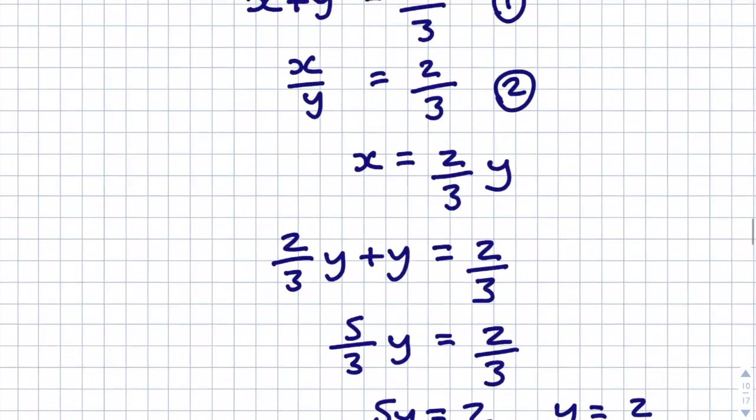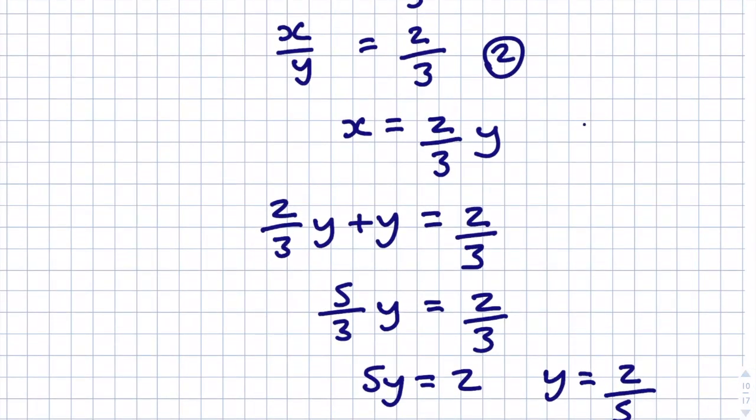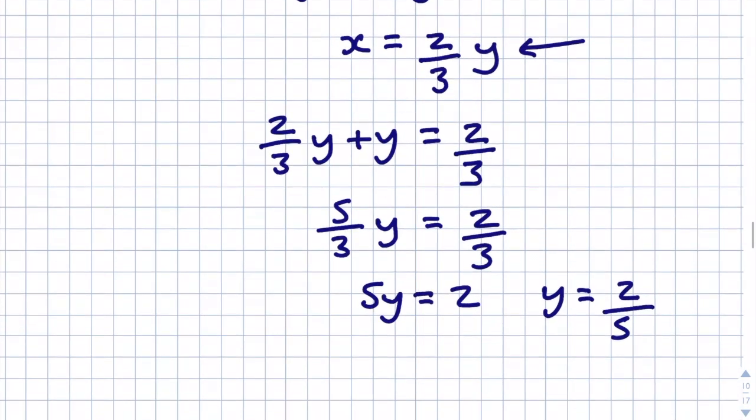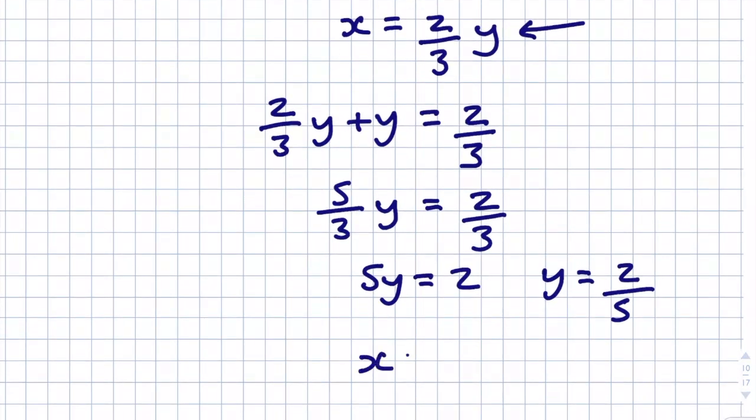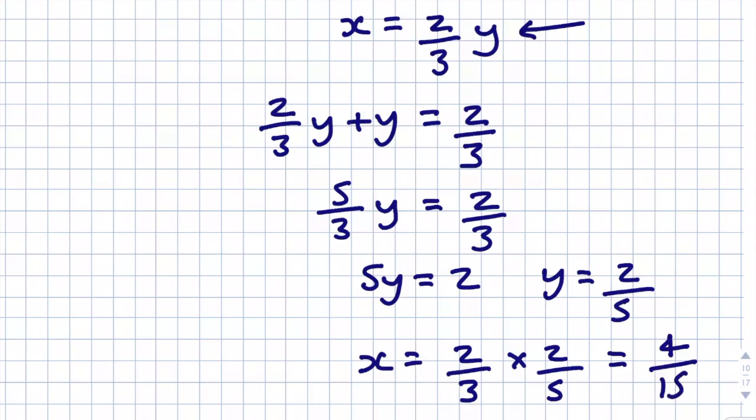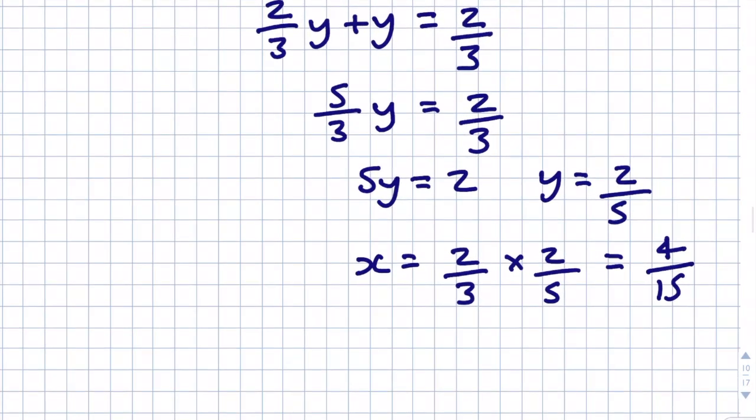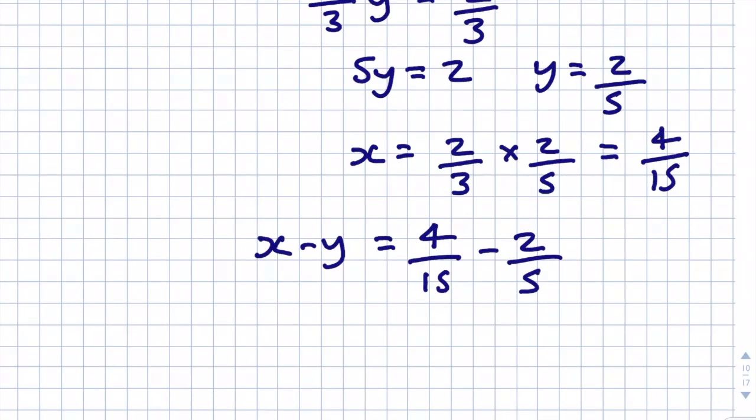And I can easily work out what x is now, because I can use this equation up here, which is x equals 2/3 y. Replace y with 2 over 5, so I get x equals 2/3 multiplied by 2/5. That gives me 4 over 15. And now I need to find the value of x minus y. Well, that's going to be x, which is 4/15, minus y, which is 2/5.